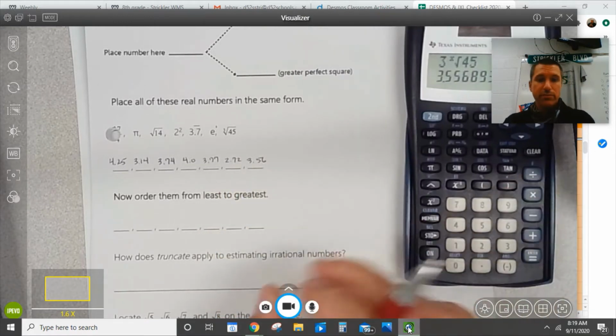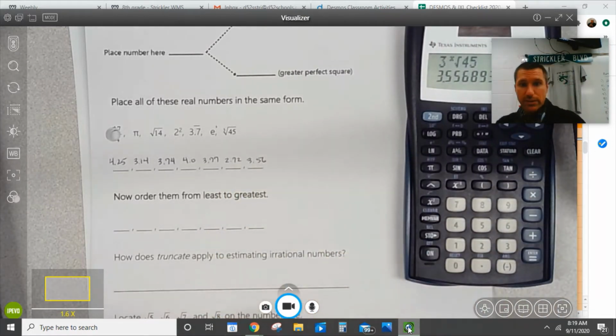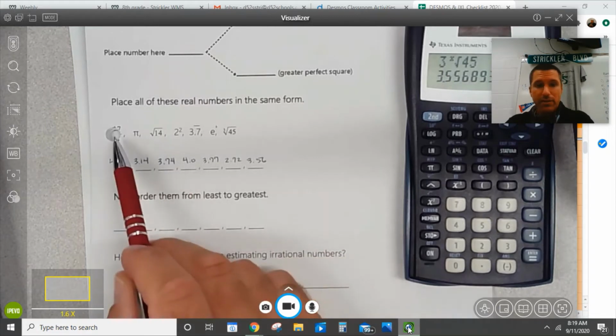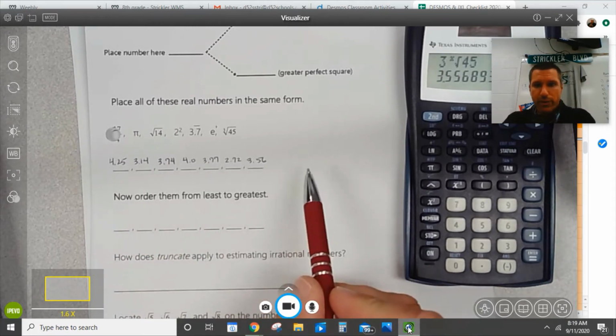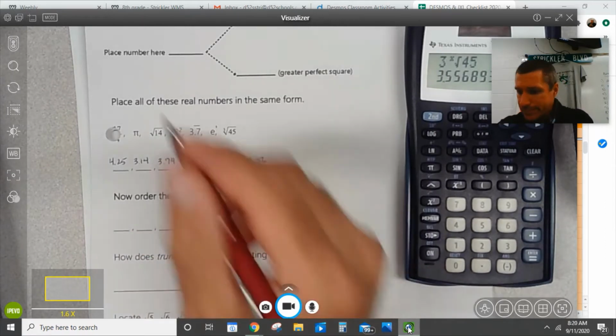Okay, so now it's just a matter of ordering from least to greatest. Let's go ahead and do that. I'm just going to assign numbers to these up here. When you rewrite them, you always want to rewrite them in their original form. You don't want to put these decimals. Okay, and go.